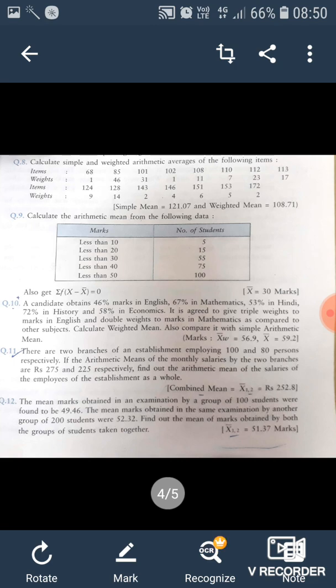So in this way we have done question number 10. Next is your combined mean. You know the formula for combined mean. Apply the formula on question number 11.